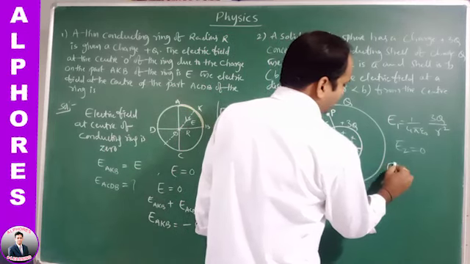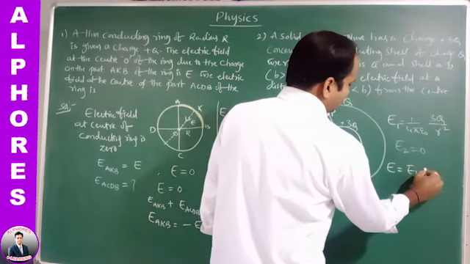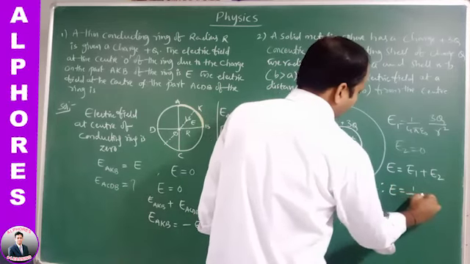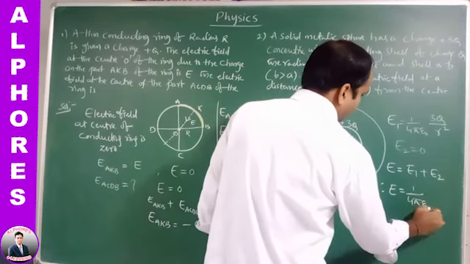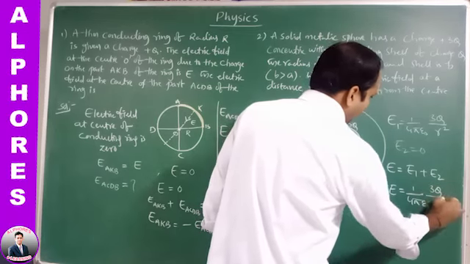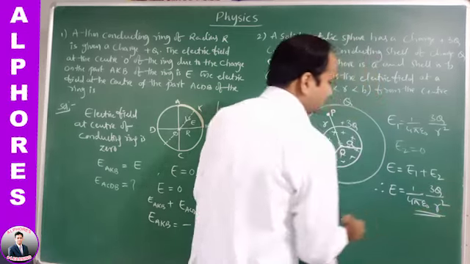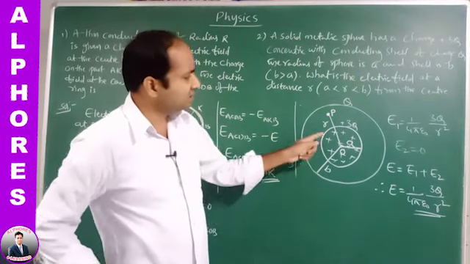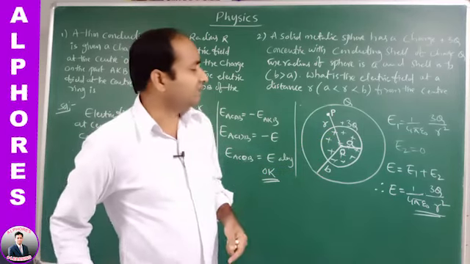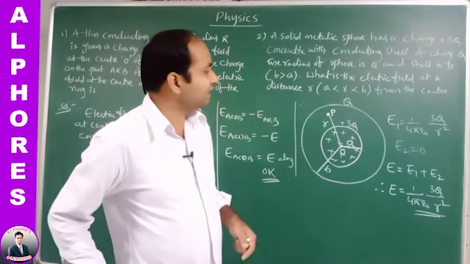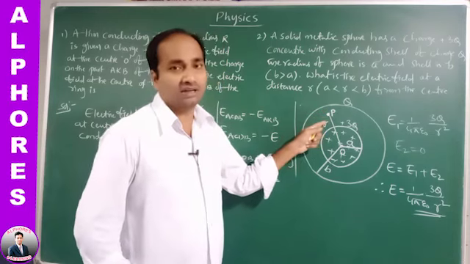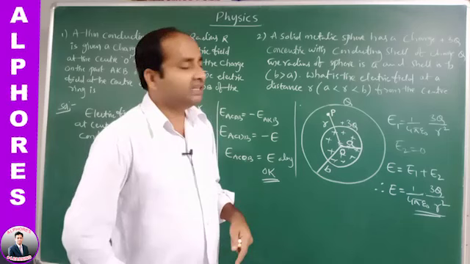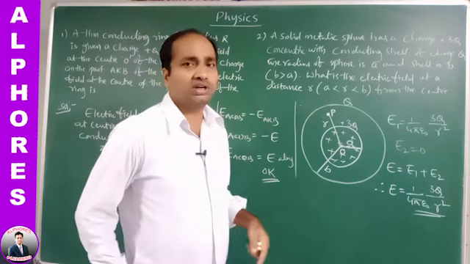Therefore we may write E is equal to the vector sum of E1 and E2. Therefore E is equal to 1 by 4 pi epsilon naught, 3q by r square, because this is a solid sphere and we are calculating the electric field intensity at any point outside the solid sphere but inside the conducting shell. Conducting shell means charge resides only on the surface.